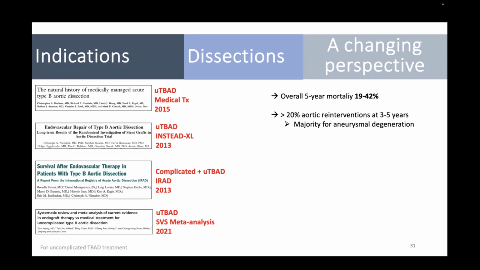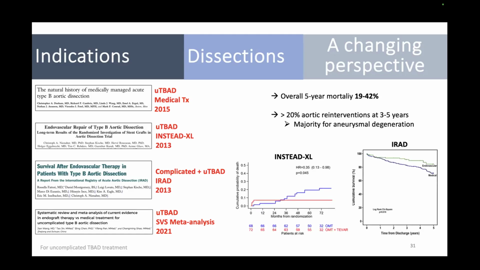What we understood about what seemed to be uncomplicated type B dissections was not that benign after all. So the overall mortality at 5 years was systematically between 19 and 42%, with more than 20% risk of reinterventions over 3 to 5 years. The majority of them were for aneurysmal degeneration. So it's not that benign as a pathology, even if it looked like it before.